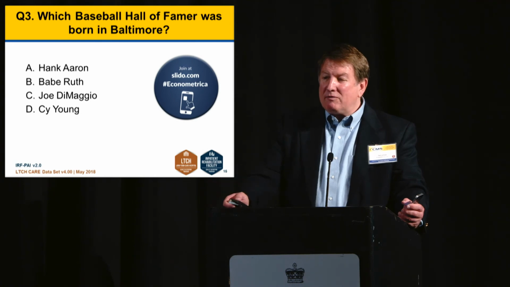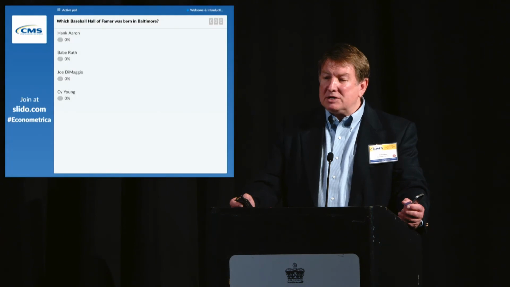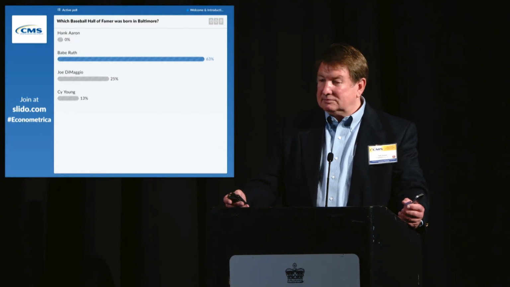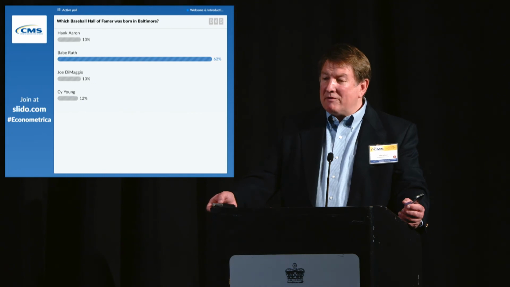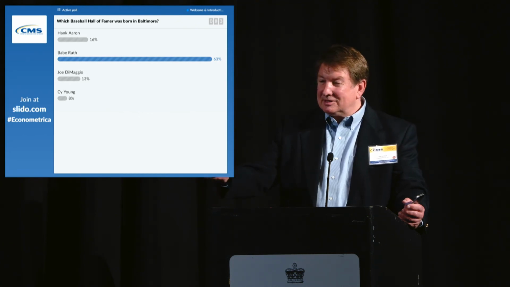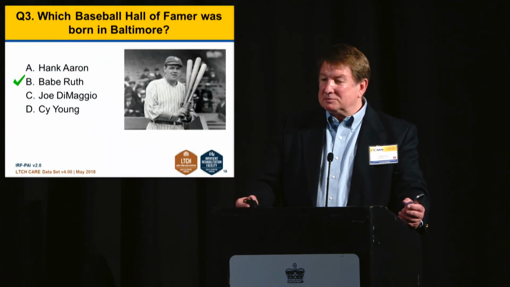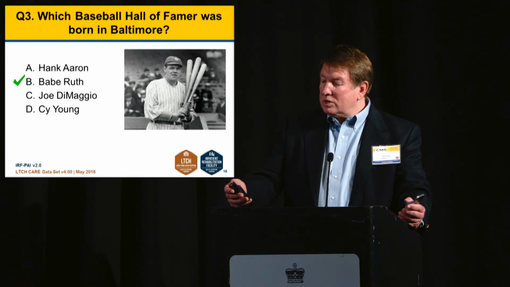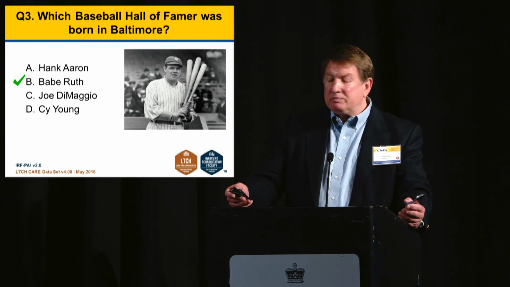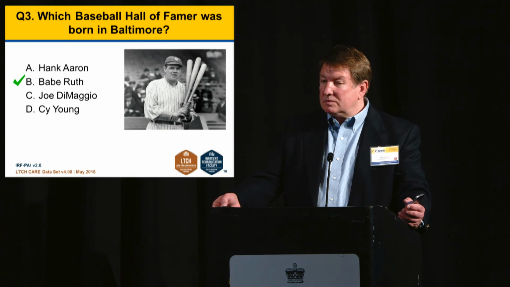So which baseball Hall of Famer was born in Baltimore? Is it Hank Aaron, Babe Ruth, Joe DiMaggio, or Cy Young? So you know about Fells Point being the entry point for immigrants, but you don't know the answer to this one? Let's go to the answers. Go to the slides. And the answer is Babe Ruth. So he was born here. I'm going to skip the next couple of these, Ephraim, and show you the questions.